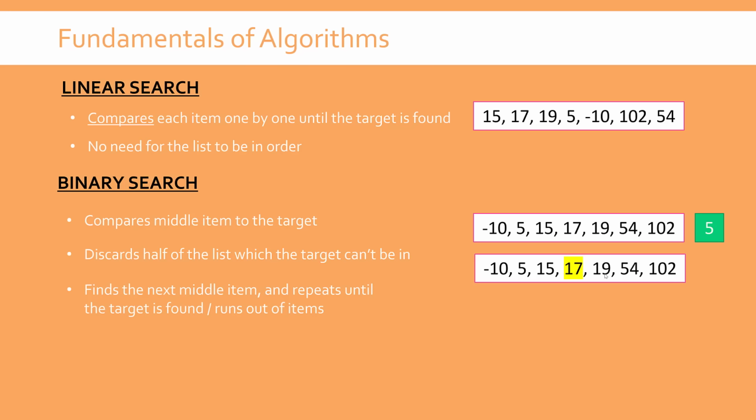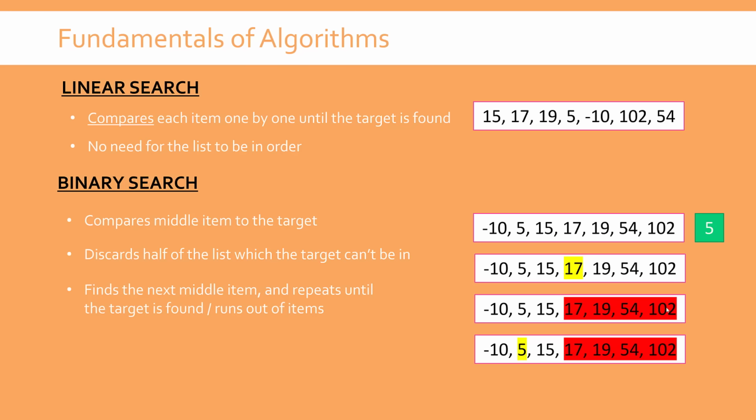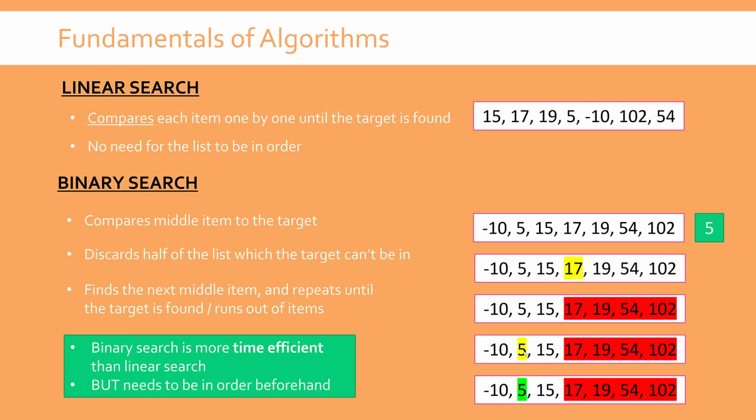In this case, 5 is less than 17, and so we can discard. You might just cross out the top half of this list. The next middle happens to be 5, what a coincidence, and so we've found our target and it's finished. Regarding how they compare, binary search is more time efficient than linear search, meaning as the list grows big, it will on average take less time to find your item. But the key downside is it's got to be ordered beforehand.